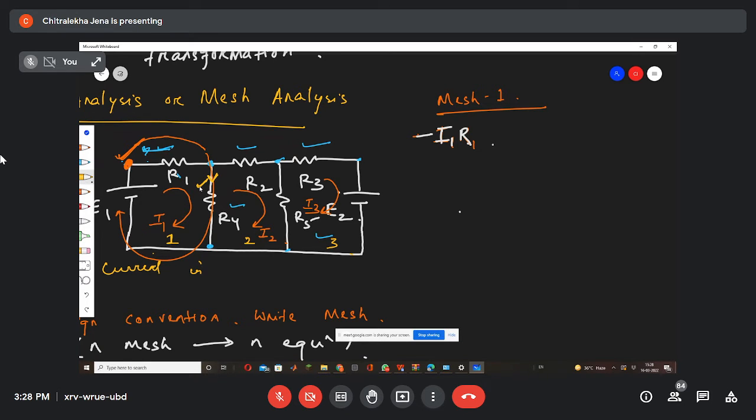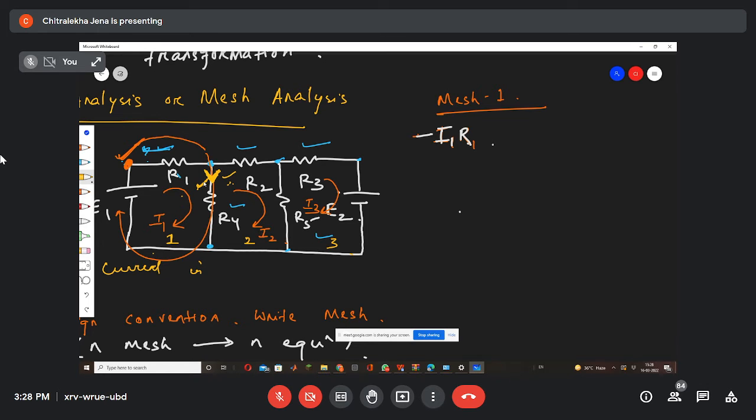I1 is in mesh 1 as well as mesh 2. So when you are taking a common branch, which is common to two different meshes, then the current flowing in the common branch will be an equation of these two meshes. Okay, got it, all of you? So what will be the current in this particular branch? This is the common branch.